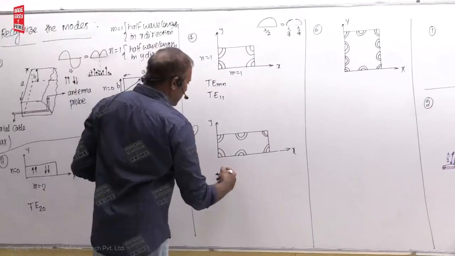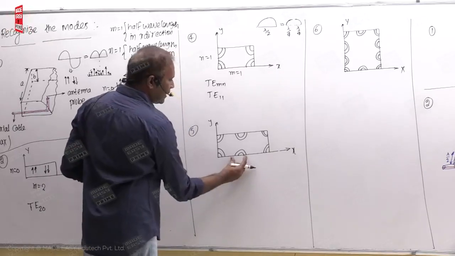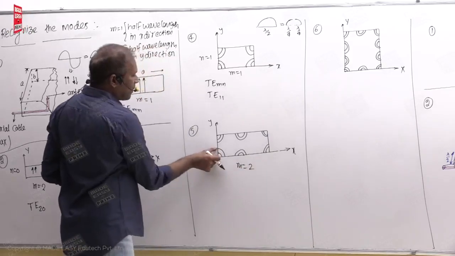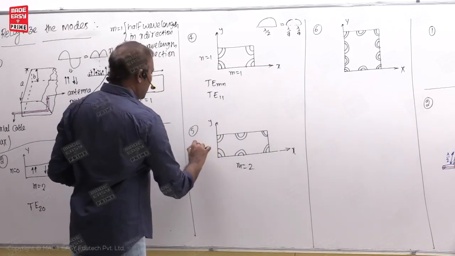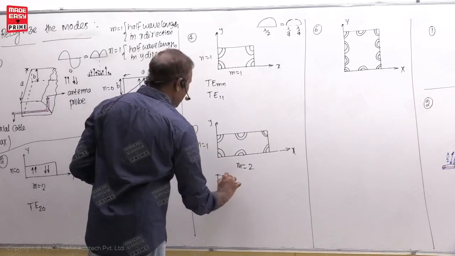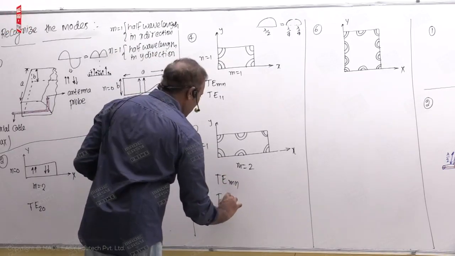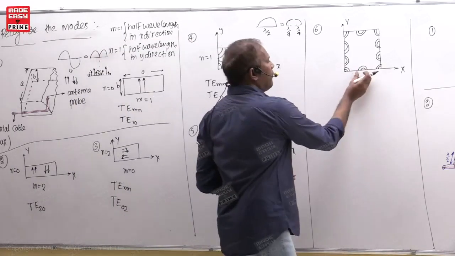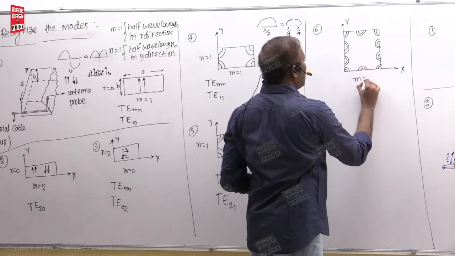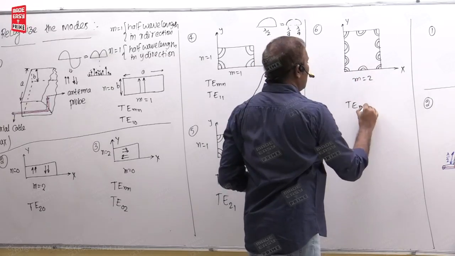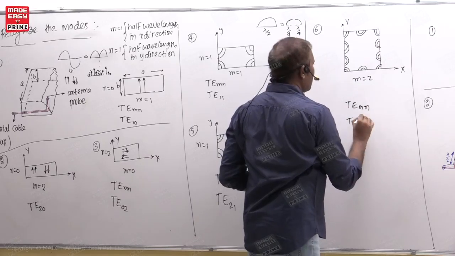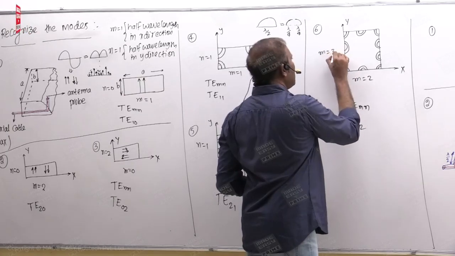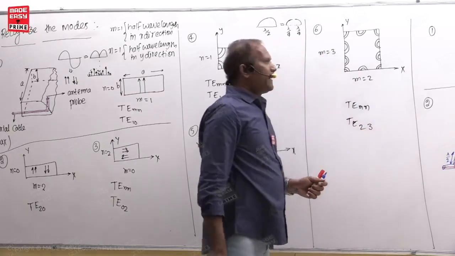So here you see in this direction, this is half wavelength, this plus this half wavelength, that means M is equal to 2. This one only 1/4, half wavelength is there, N is equal to 1. So TE-MN mode, here M is equal to 2, N is equal to 1. And you see here half wavelength, this half, so M is equal to 2. This is half, 2 half wavelengths, this is 1, 3. So M is equal to 3, this one.